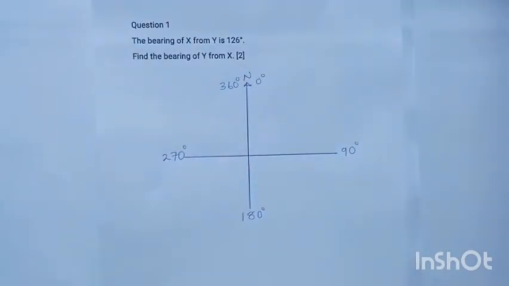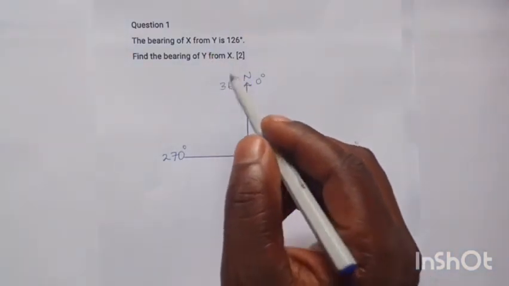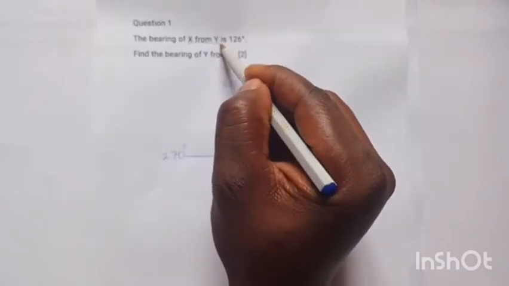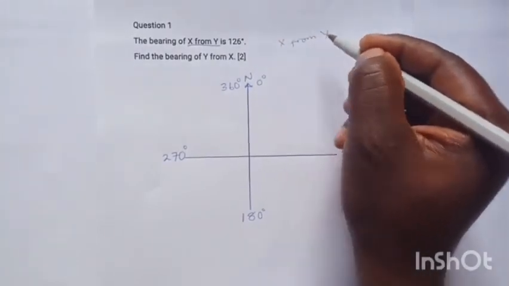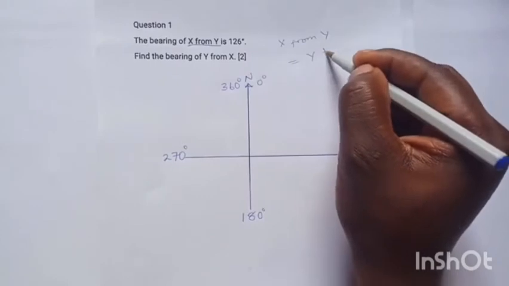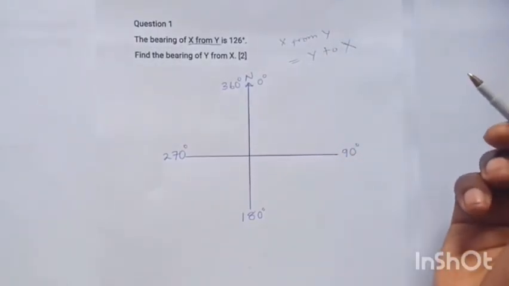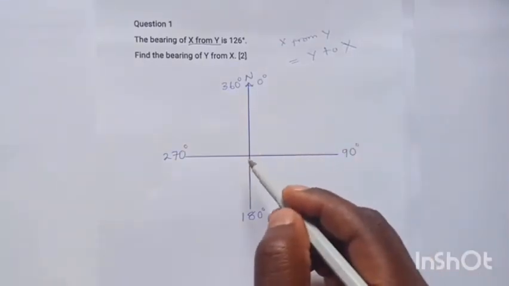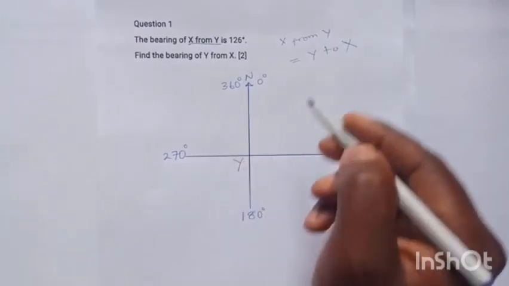Right. So the first thing to do, before you can even find the required bearing, you need to sketch the angle x from y. X from y is as good as y to x. So our initial point is y. So at the center of the compass, you place your initial point, which is y.